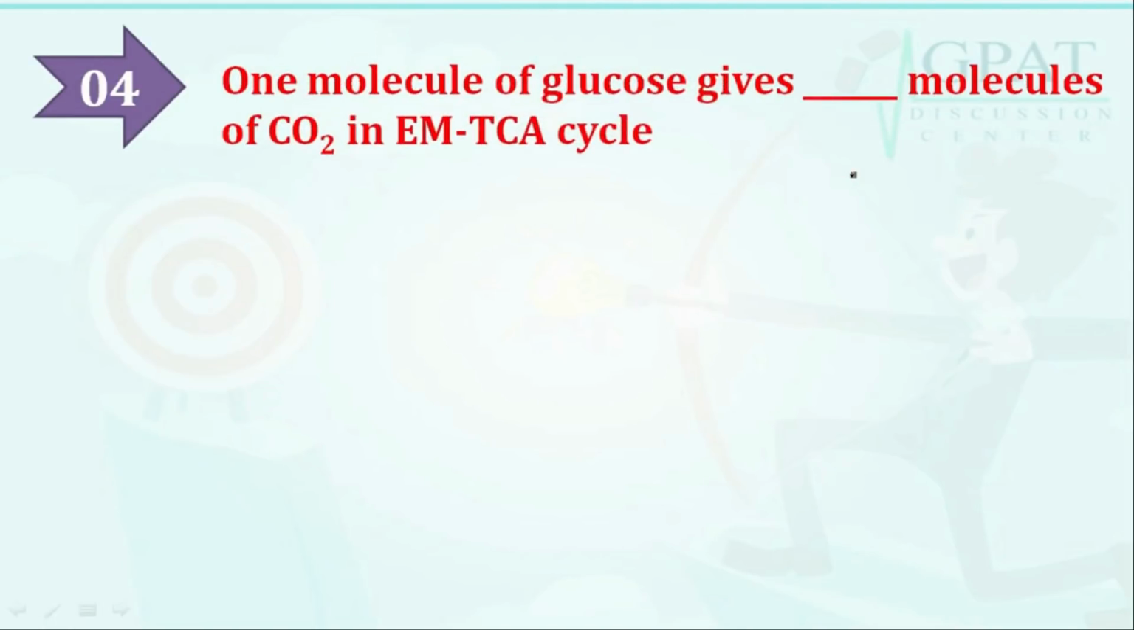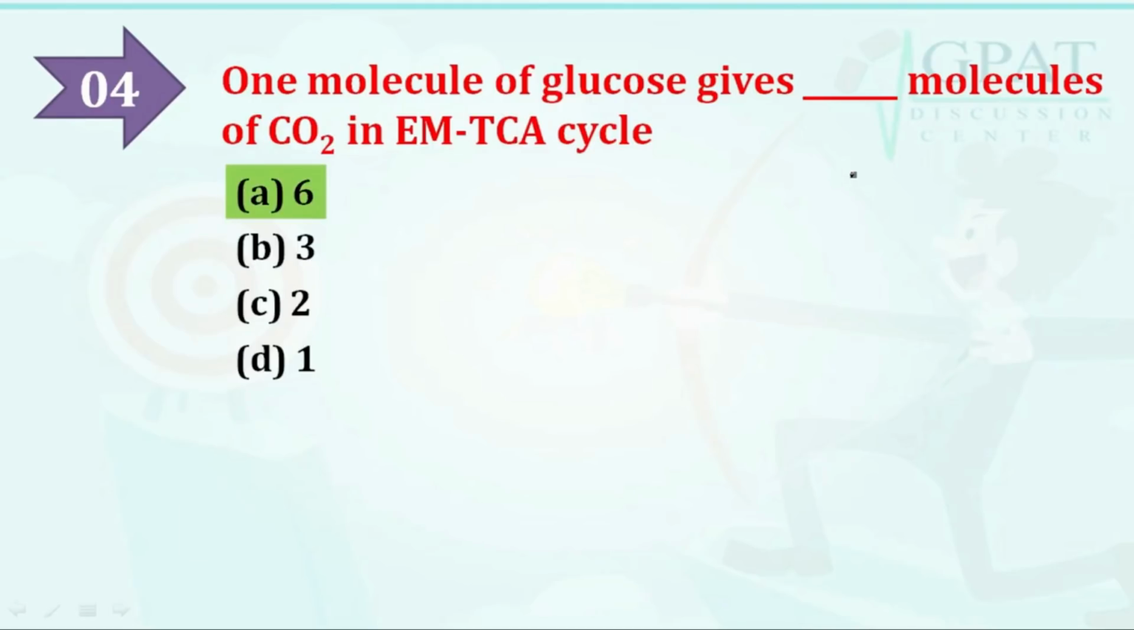One molecule of glucose gives how many molecules of CO2 in the TCA cycle? What is the TCA cycle? TCA is the citric acid cycle or Krebs cycle. Option A 6 molecules, option B 3 molecules, option C 2 molecules, option D 1 molecule. So one molecule of glucose gives how many molecules of CO2 in the Krebs cycle? The correct answer is 6 molecules. One molecule of glucose gives 6 molecules of CO2.